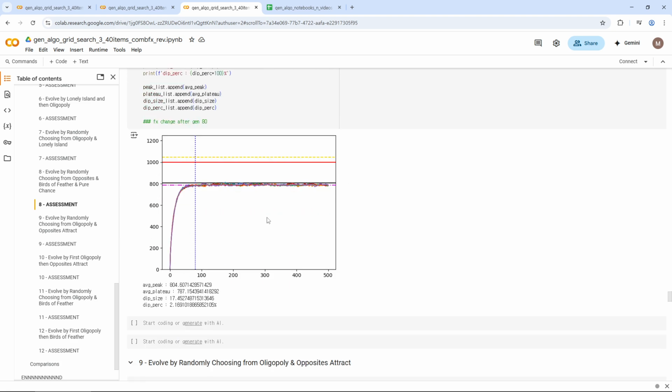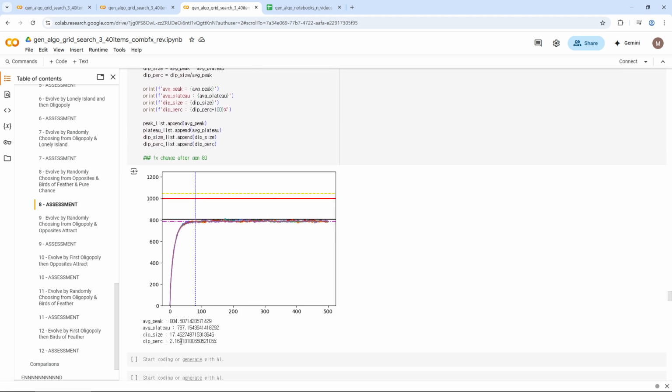Here are the results for the top 10%, and there isn't much of a dip that we can talk about because it's only like 2.16%. So I think it's safe to say that if the dip percentages are around 2%, or rather, to be more exact, minus 2%, we can safely say that there isn't much of a dip, or there is no dip.